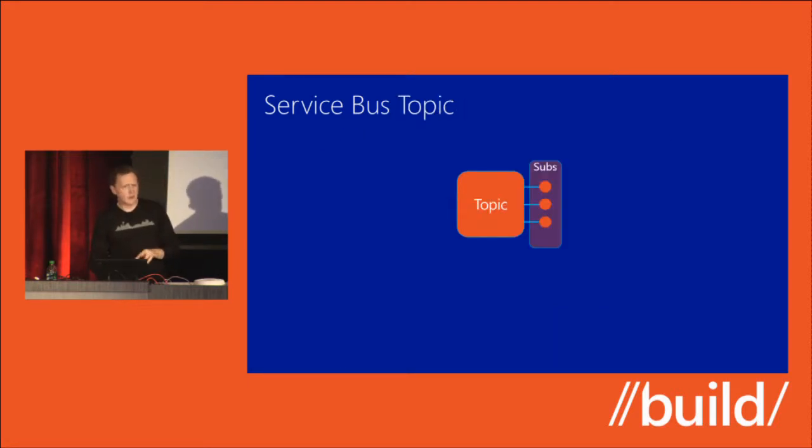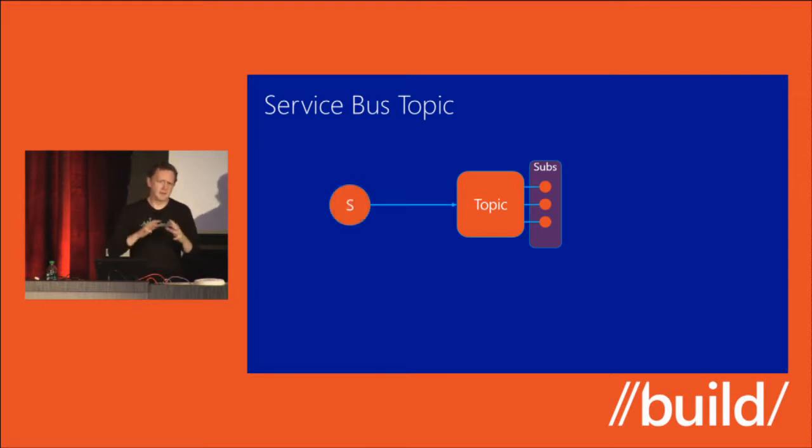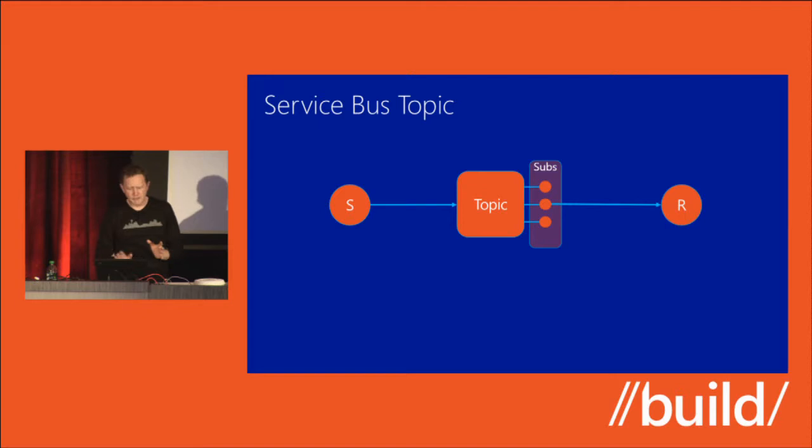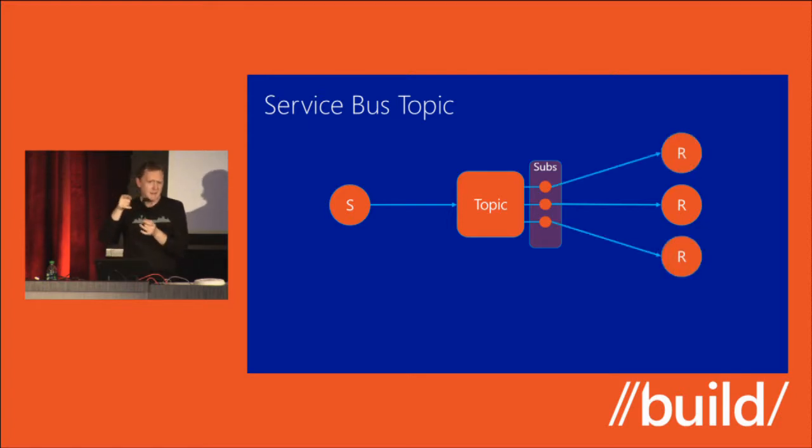So moving on to the topic, the send side of the topic is exactly the same. So I have a sender, I send messages to a topic, the code looks the same as if I'm using a queue. The receive side is slightly different. So instead of receiving from the queue itself, I receive from a subscription. So a topic has a number of subscriptions that I can create. If I have multiple receivers, I can have multiple subscriptions for each of those receivers.